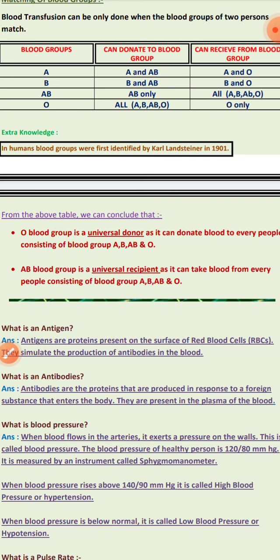They are produced because many germs or bacteria roam in the air, and sometimes they enter our body while breathing or inhalation. So the work of antibodies is to destroy them. They are produced in response to a foreign substance. And what is their location? Their location is in the plasma of the blood. We all know 55% of the blood is made up of plasma, and in this plasma antibodies are present.